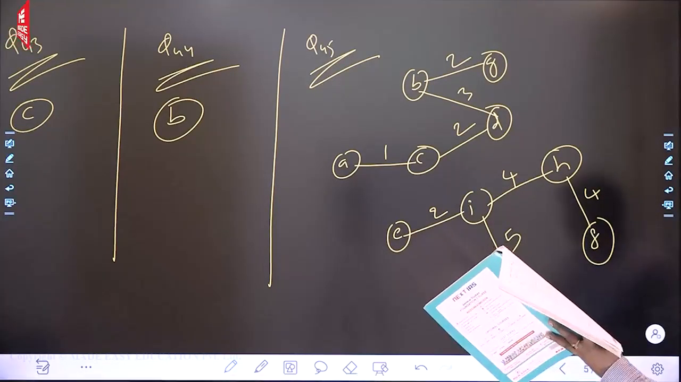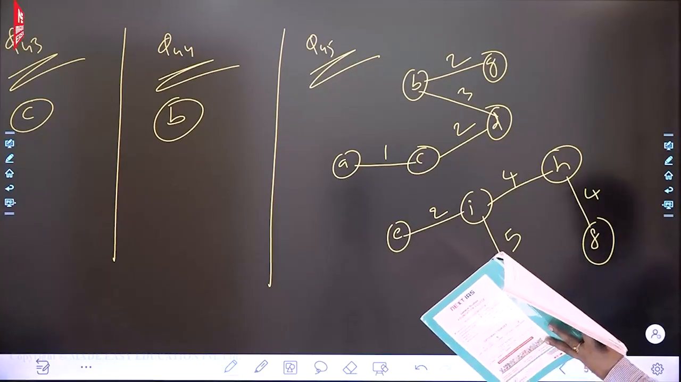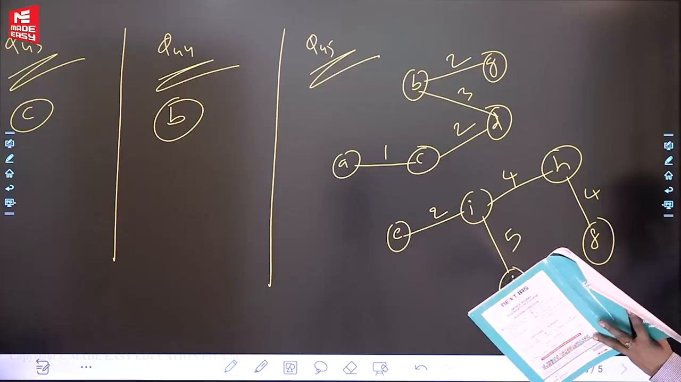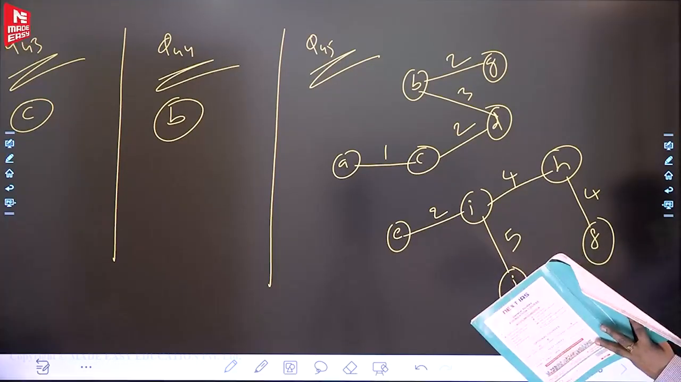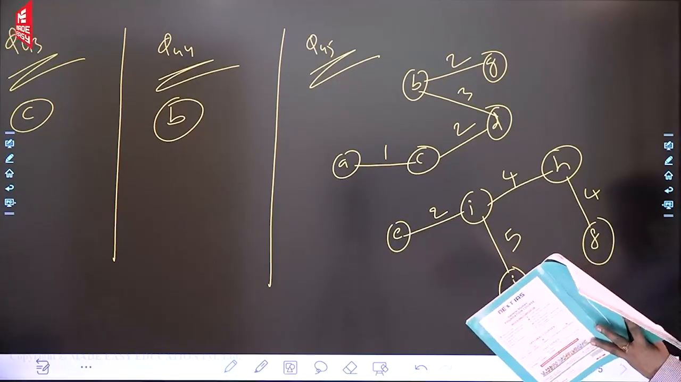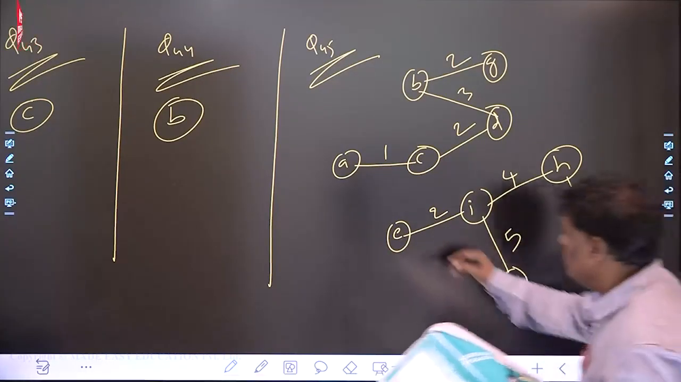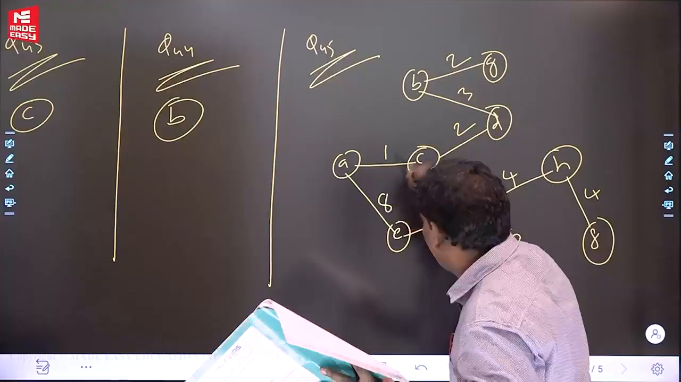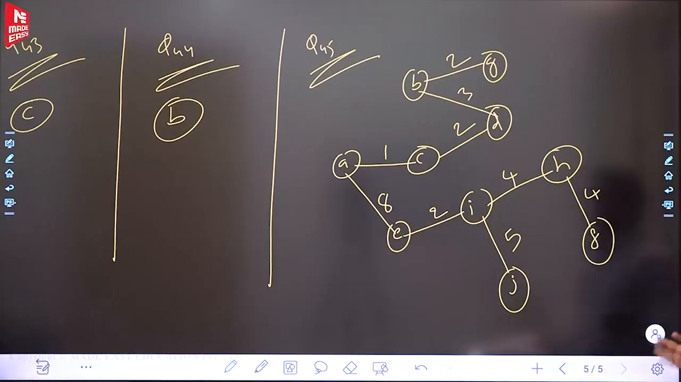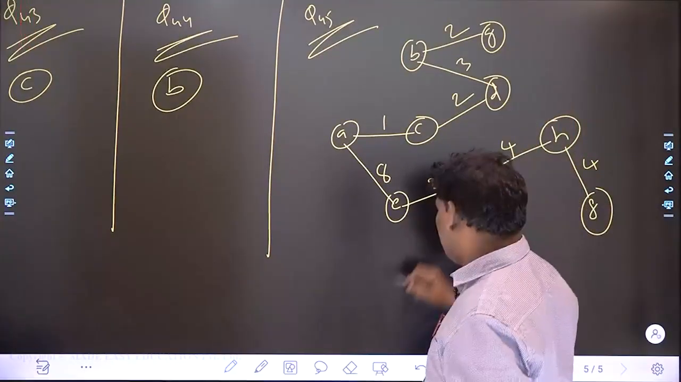Is there any 6? No. 7? No. Is there any 8? Yes. What is that? A to E. Please check now, so it is a connected one. Let's add all the things.